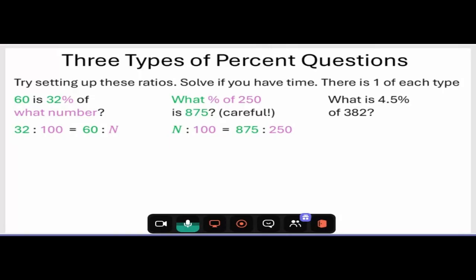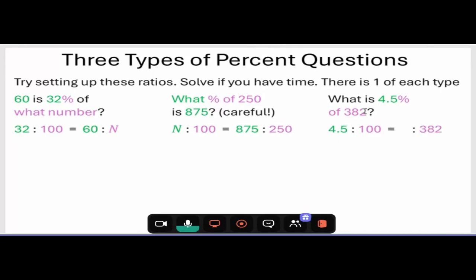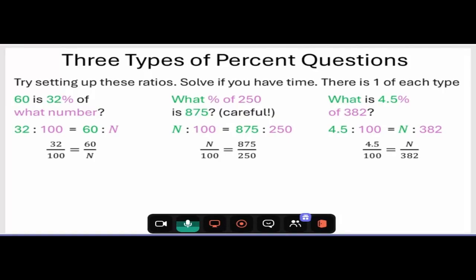And in the third one, identify the percentage first. Again, this one's easy, 4.5%. That's 4.5 out of 100. What is 4.5% of 382? The 382 is the whole, the unknown is the part, like so. So there's our three setups. And oh yeah, I actually said to just set them up, solve if you have time. Okay, well, let's carry on and actually solve these now.